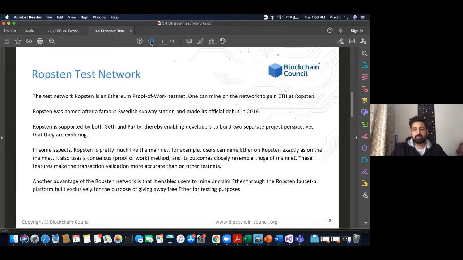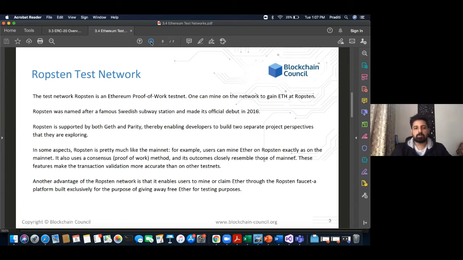Talking about the Ropsten test network. Ropsten is an Ethereum proof of work testnet. One can mine on the network to gain ethers at Ropsten. Ropsten was named after a famous Swedish subway station and made its official debut in 2016. And Ropsten is supported by both Geth and Parity clients, thereby enabling developers to build two separate projects, depending on the perspectives that they are exploring.